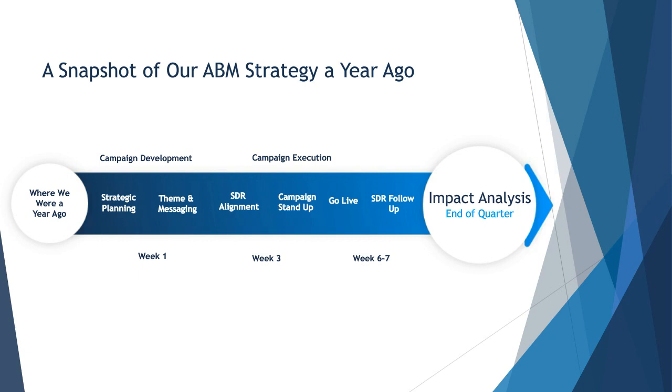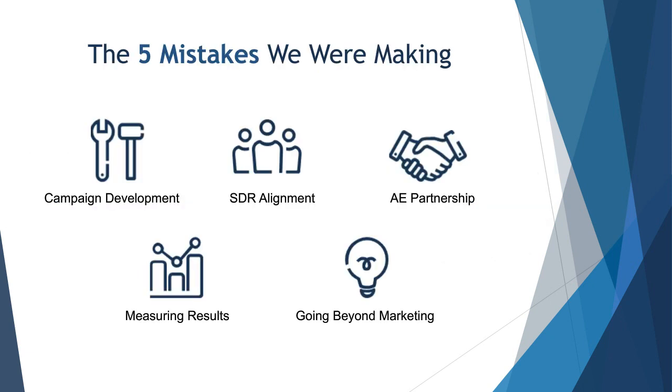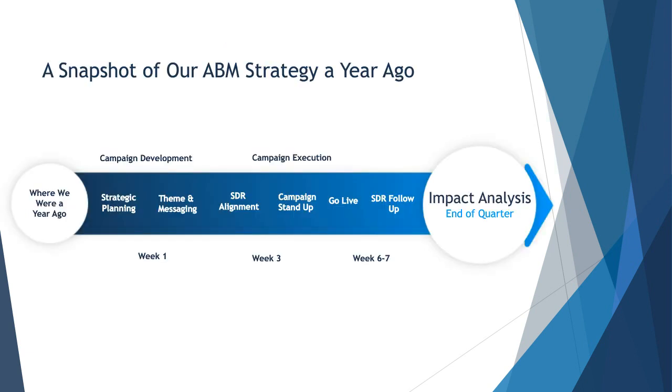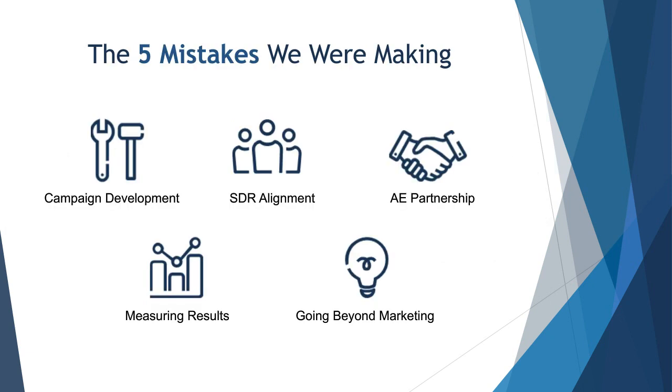We rounded out our campaign execution by doing an impact analysis at the end of the quarter, and then the next quarter we would do this all over again. So it was a pretty cookie-cutter process that we did over and over again, and there were a lot of check boxes that we needed to go through. We didn't actually know what we were doing wrong at the beginning because all we had an understanding of was what we are currently doing every single quarter.